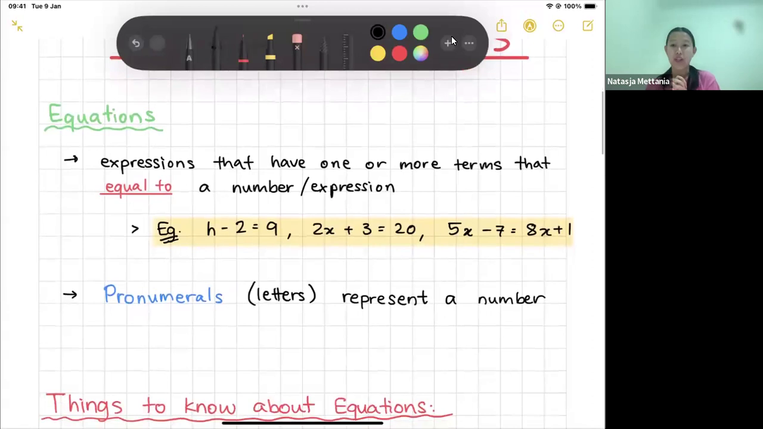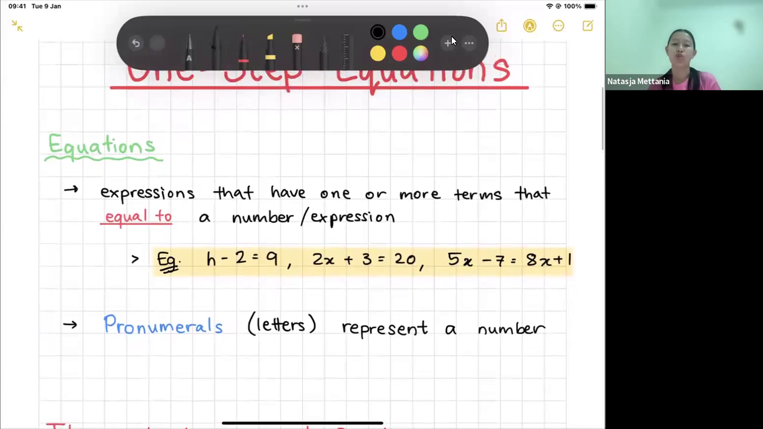So equations are basically expressions that have one or more terms that are equal to a number or an expression. An example of it can be h minus 2 equals 9, or 2x plus 3 equals 20. Okay, so it equals a number, or the very last one where it equals an expression: 5x minus 7 is equal to 8x plus 1, which is an expression. Okay, those are examples of equations, simple enough.